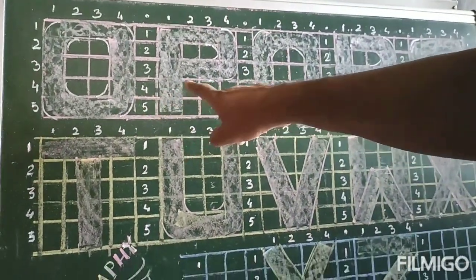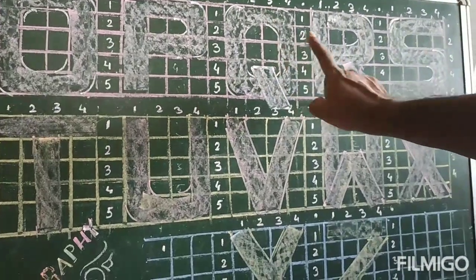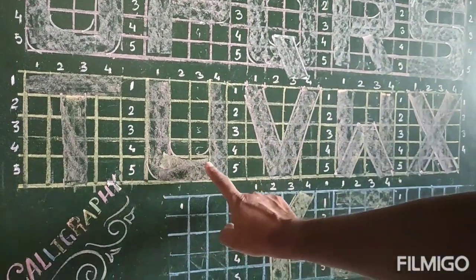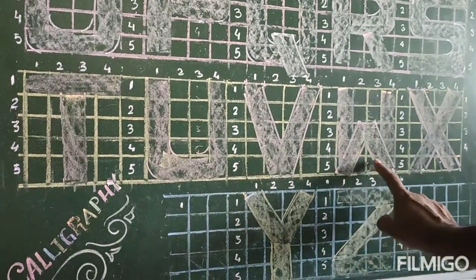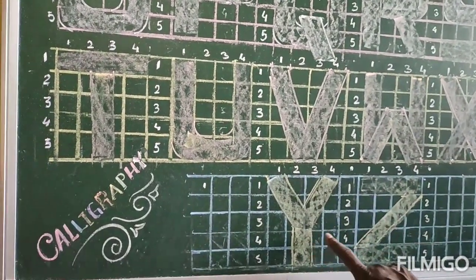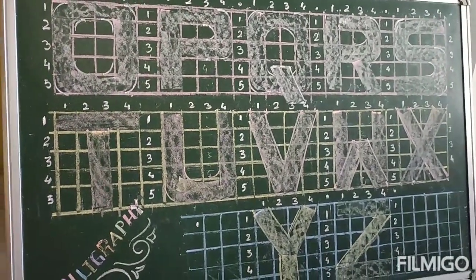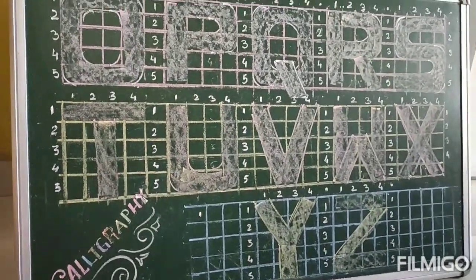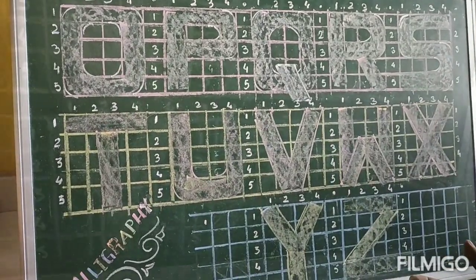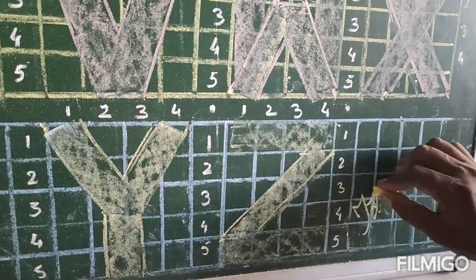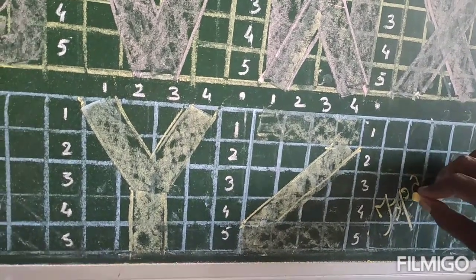Okay, so you have learned today O, P, Q, R, S, T, U, V, W, X, Y, Z. From A to Z is over. Now you can write. So thank you.